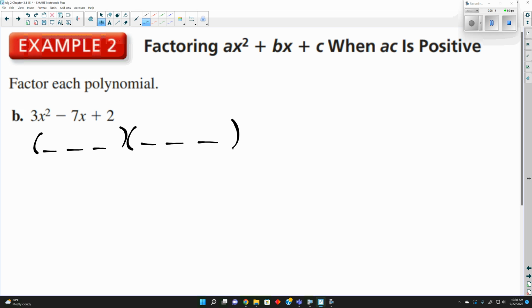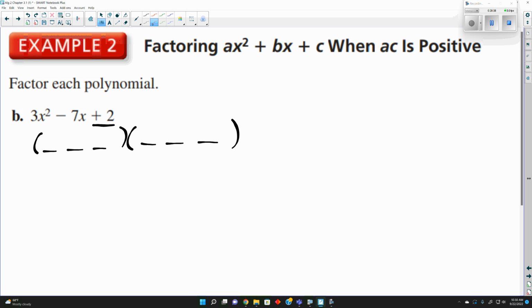Now, that moves us on to step number 3. We want to find the signs. So if the third term here is positive, the signs are the same and they match the sign of the middle term. If the third term is negative, our signs are opposite. So looking at this here, is the third term positive or negative? So the signs are the same and they match the sign of the middle term.